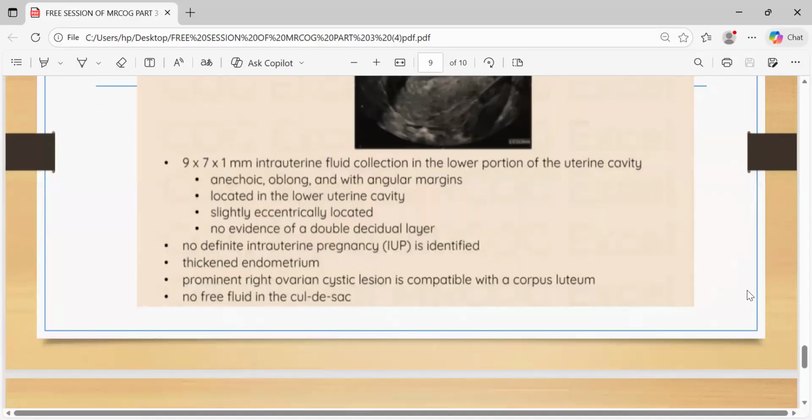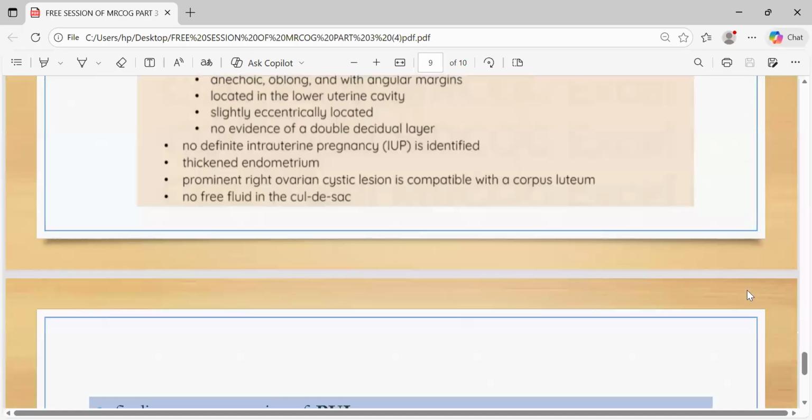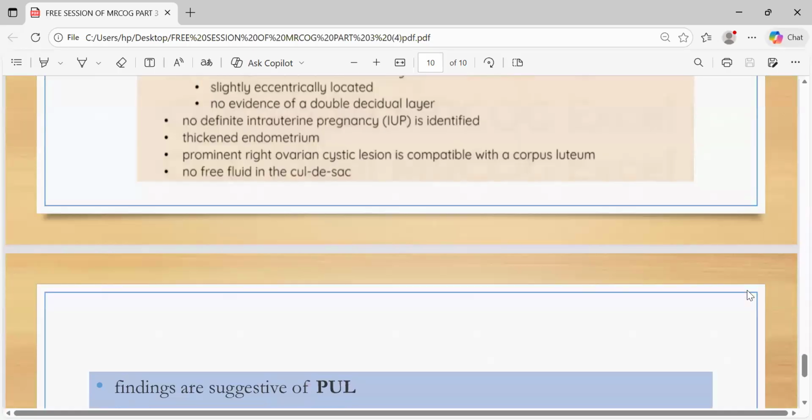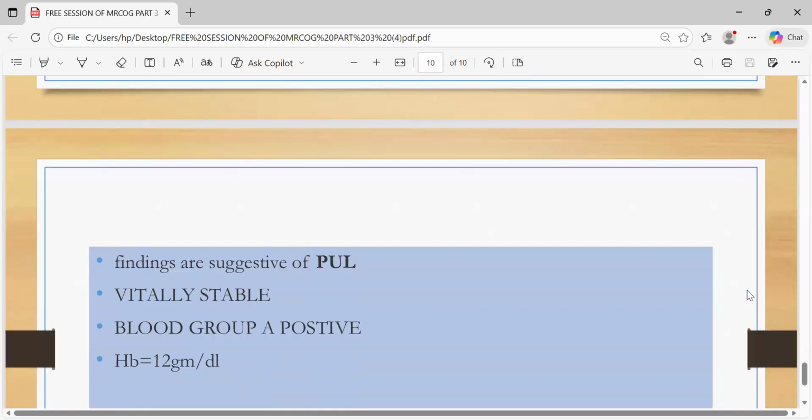You're not able to read it all. Just focus on the basic points. What are you going to take from the task? Got it? So the findings are suggestive of PUL, that is pregnancy of unknown location. Most of the time it's not mentioned there. Dr. Farheen made this presentation and just did not want to scare you, therefore she mentioned this point. Findings are suggestive of PUL, pregnancy of unknown location.